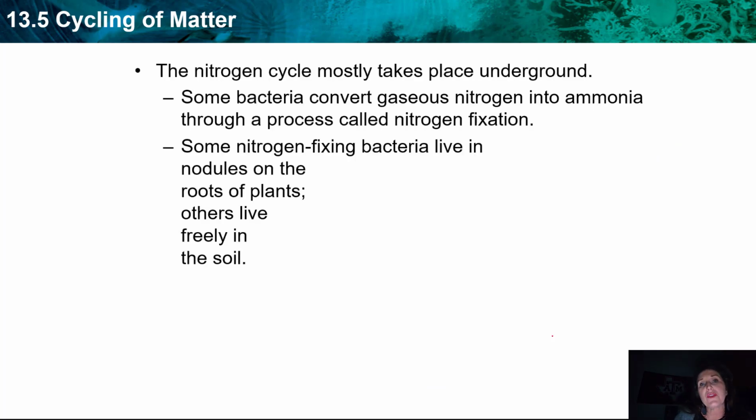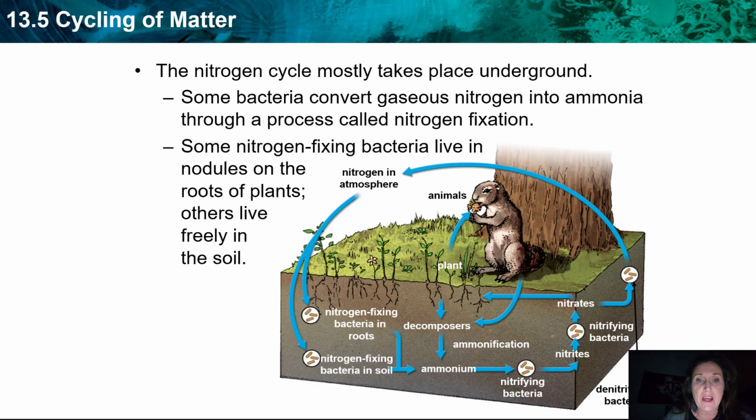Nitrogen cycles. So this one's a little hard because we have to talk about nitrogen fixing bacteria. So most of the nitrogen cycle takes place underground. So some bacteria convert gas nitrogen to ammonia. Okay, so gas nitrogen to ammonia is called nitrogen fixation.